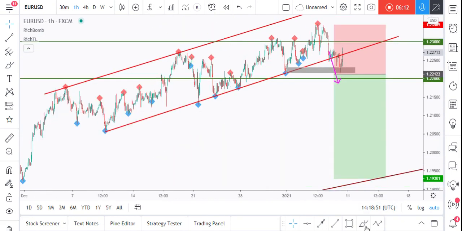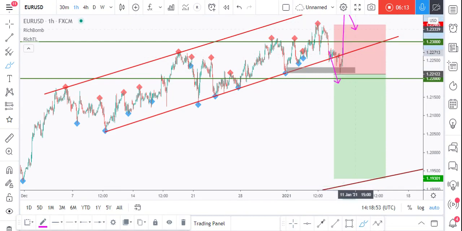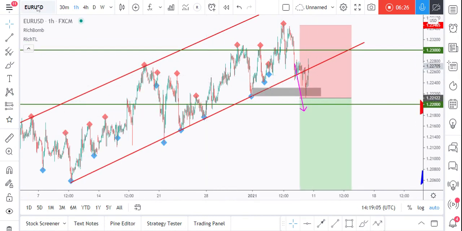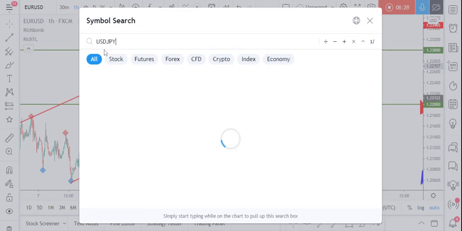That's it for EURUSD. Meanwhile, this one can still trade higher for new swings or for a new sell setup. Then we'll adjust our analysis accordingly. Okay, so that's it for EURUSD. Let's move forward to USDJPY.